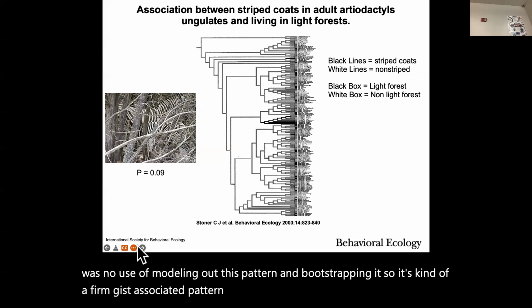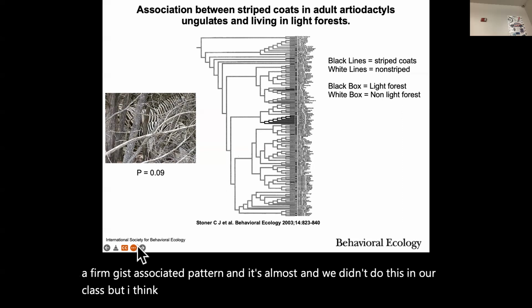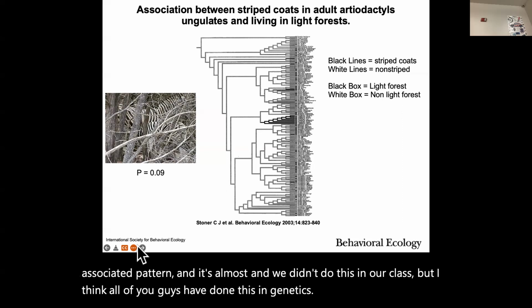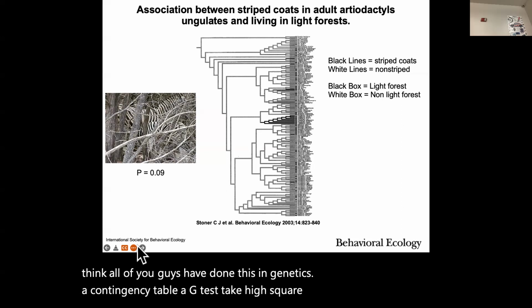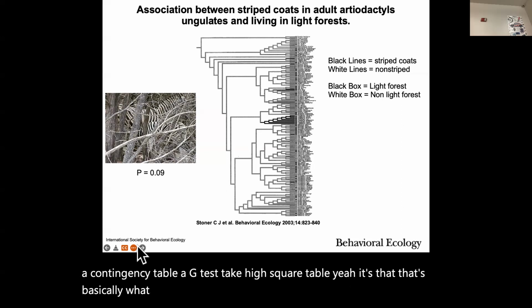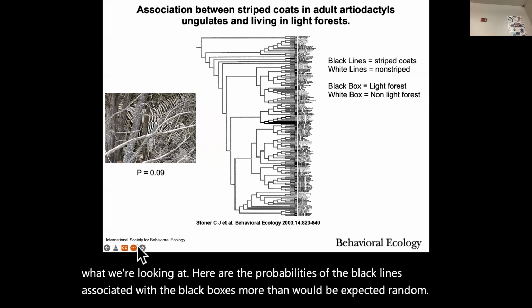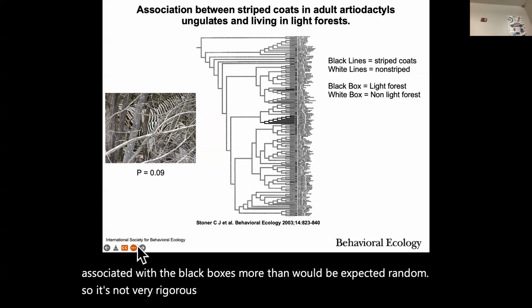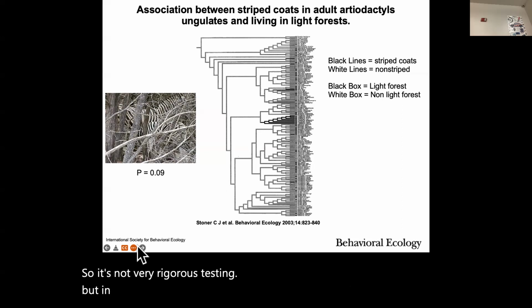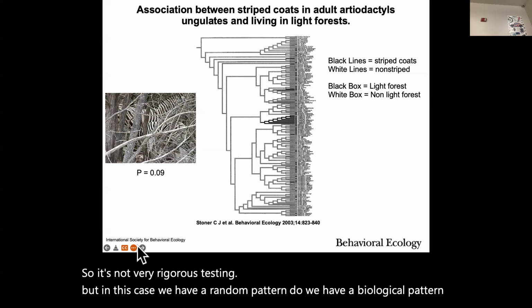And it's almost, and we didn't do this in our class, but I think all of you have done this in genetics, a contingency table, a g-test, a chi-square table. Yeah, that's basically what we're looking at here. Are the probabilities of the black lines associated with the black boxes more than would be expected randomly? So it's not very rigorous stats here. But in this case, do we have a random pattern or do we have a biological pattern? Would that be the p-value right there?